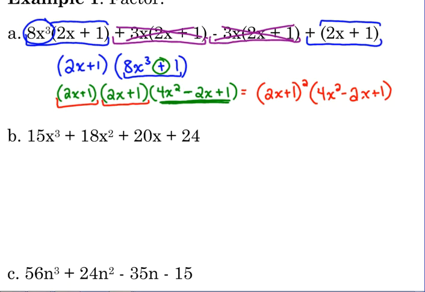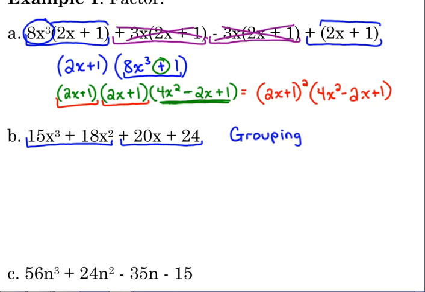90% of the time, no, I'm going to say more like 95% of the time, if you're given a problem to factor and it has 4 terms, then you are going to be factoring by grouping. It is always going to be factoring by grouping, or it's not going to be factorable. So we group the first two terms together, we group the last two terms together.